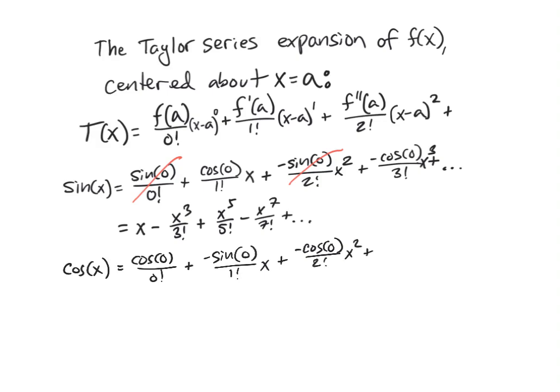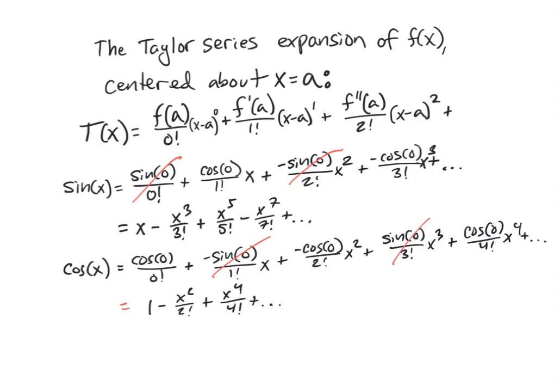The next one is going to give us a positive sine of x evaluated at 0 over 3 factorial times x cubed. And let's go one more time, and we get plus cosine evaluated at 0 over 4 factorial times x to the 4th plus all the rest of our infinite number of terms. And again, we can cross out all of the terms with sine of 0 in them, and we're left with the equation 1 minus x squared over 2 factorial plus x to the 4th over 4 factorial, and so on. Once again, alternating signs.